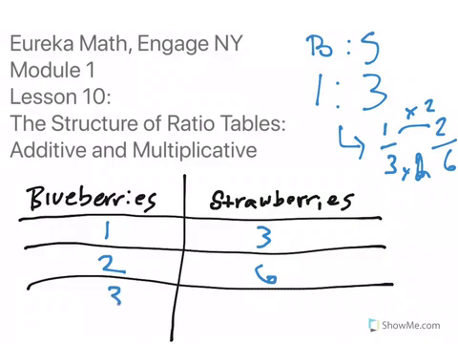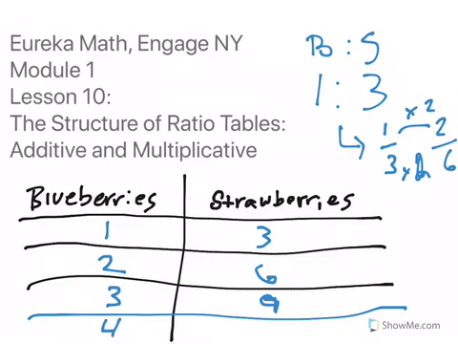If we wanted to continue down the line, 1, 2, 3. Well, over here we would have 9. If we wanted to even continue to add on, we could go to 4. Over on this side, 12.